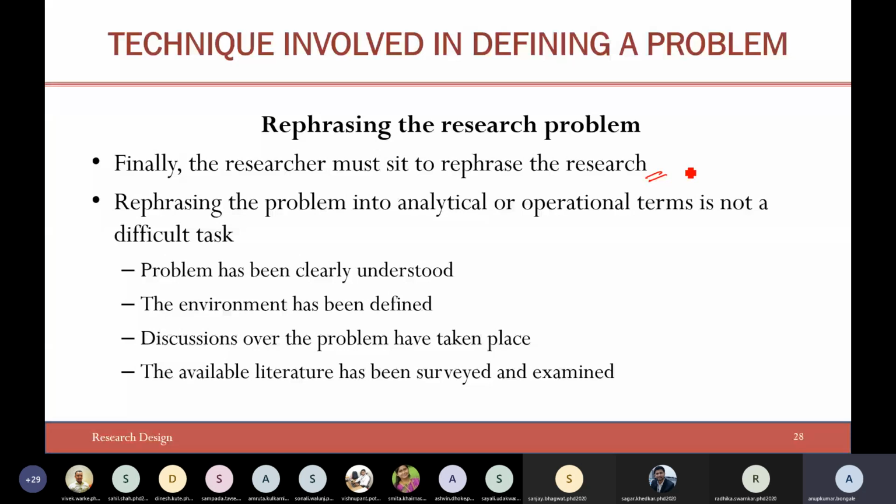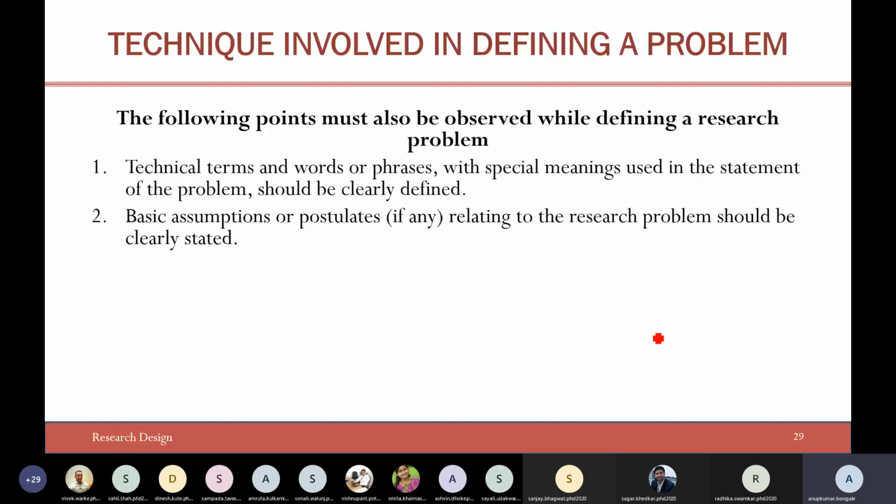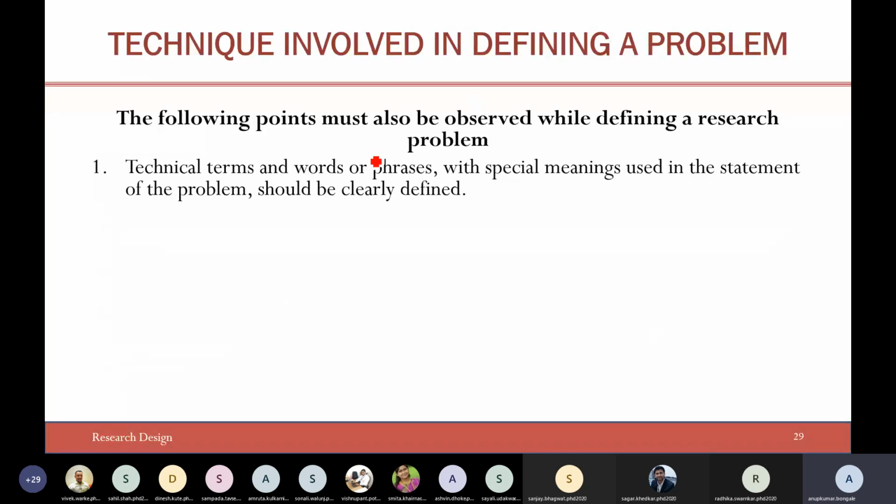All right. The problem has to be clearly understood. The environment has to be defined and identified. Discussions on the problem should be held, and then the available literature has to be surveyed and examined. So these are the additional things. You should also worry about some of the terms, words or phrases with special meanings. That also you should catch hold of. You can write a good bibliometric paper on this particular area itself.